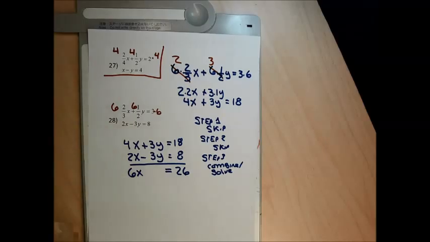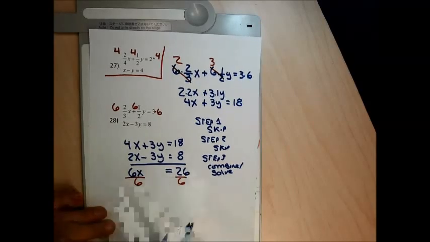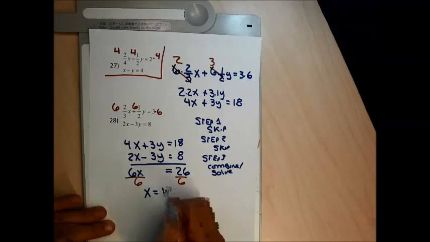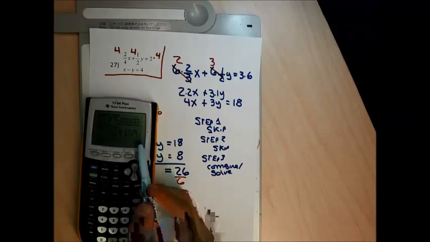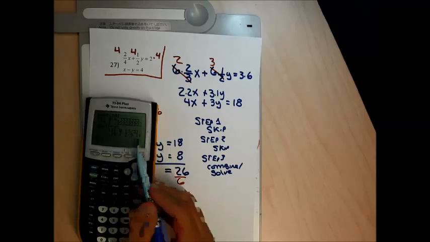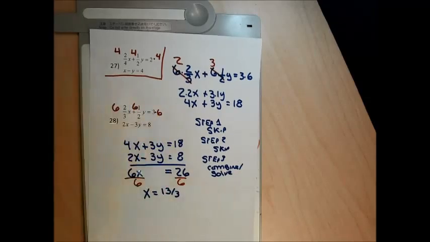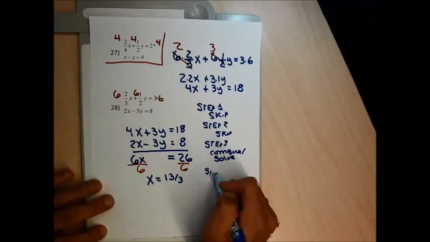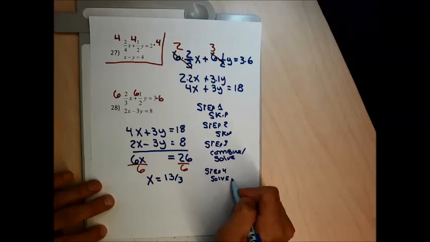So I'm going to divide both sides by 6. On the left side, I get x. On the right side, that reduces to 13 over 3. I just did something on my calculator that told me that x is supposed to be 13 over 3, y is supposed to be 2 over 9. You'll learn that in the next section. It's just not a good time to teach that. So now I need to do step 4, solve for the other letter. And I can use any equation.